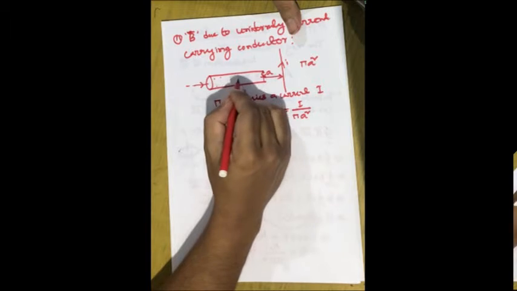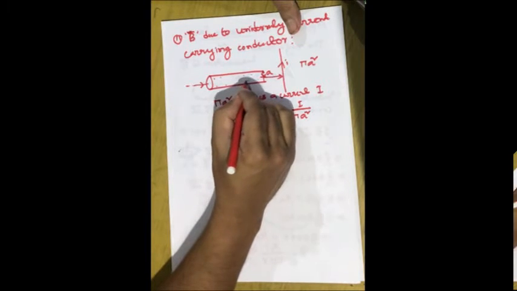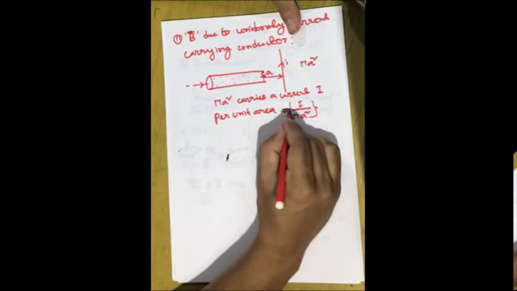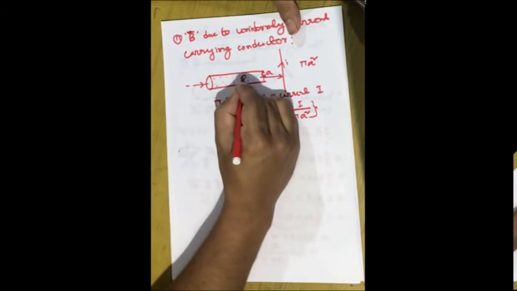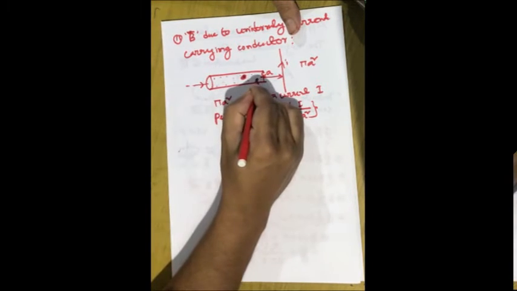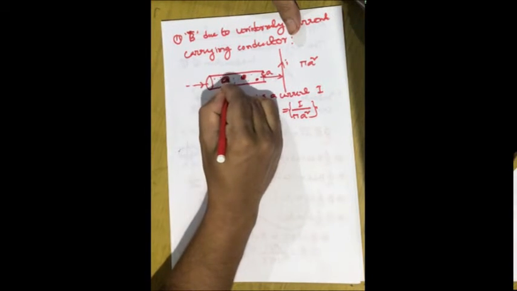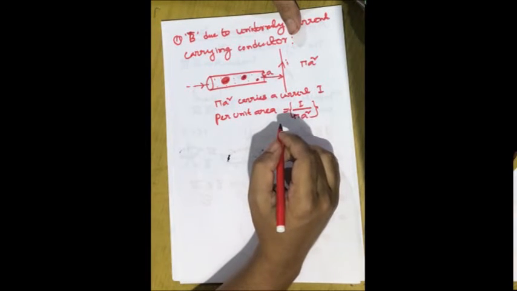So if we consider the conductor at each point, the current density will be the same and its value is equal to I divided by pi a square. Current density means current per unit area. So at each point, current per unit area is the same. For example, suppose you consider a small area here, a larger area here. At each area of the conductor, the current density is uniform.